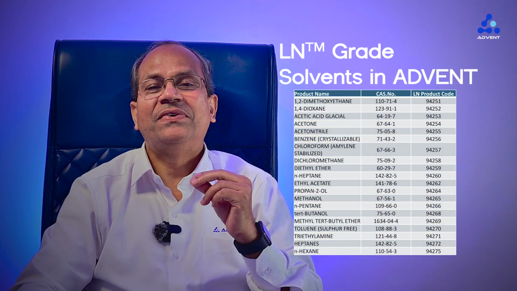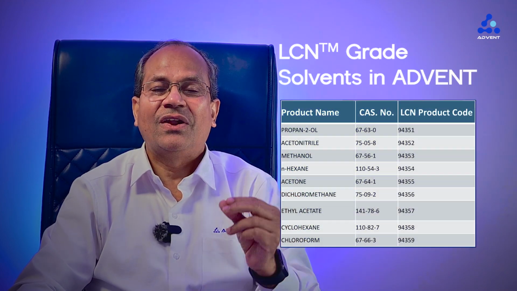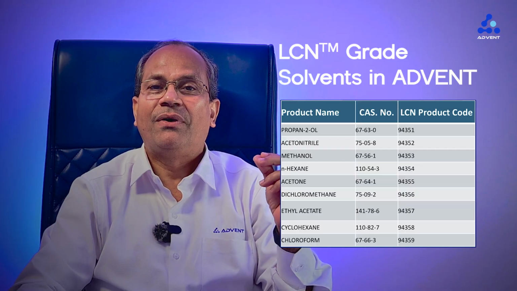Here is the list of LN and LCN grade solvents that we have developed in our Advent brand, where the pack sizes vary from 2.5 liter to 4 liter to 25 liter to 50 liter SS drums.